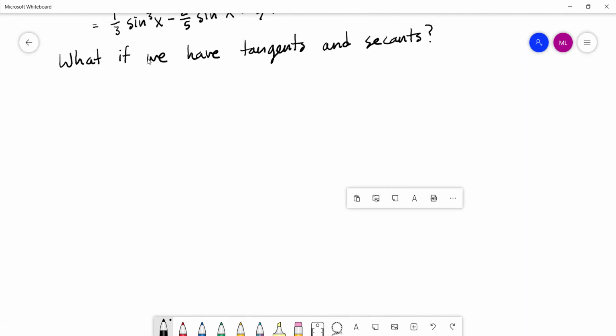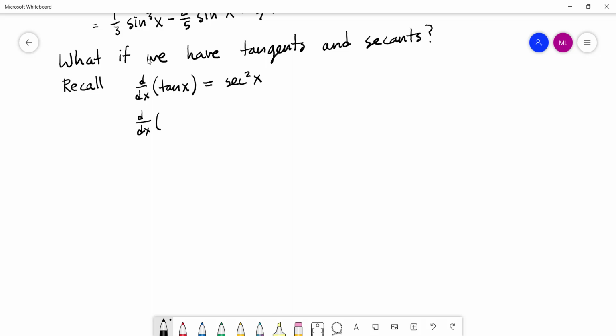So if we're dealing with tangents and secants, we need to remember what the derivatives are. So recall that if I take the derivative of tangent of x, the derivative of tangent is secant squared of x. And if I take the derivative of secant of x, recall that its derivative is secant x tangent x.